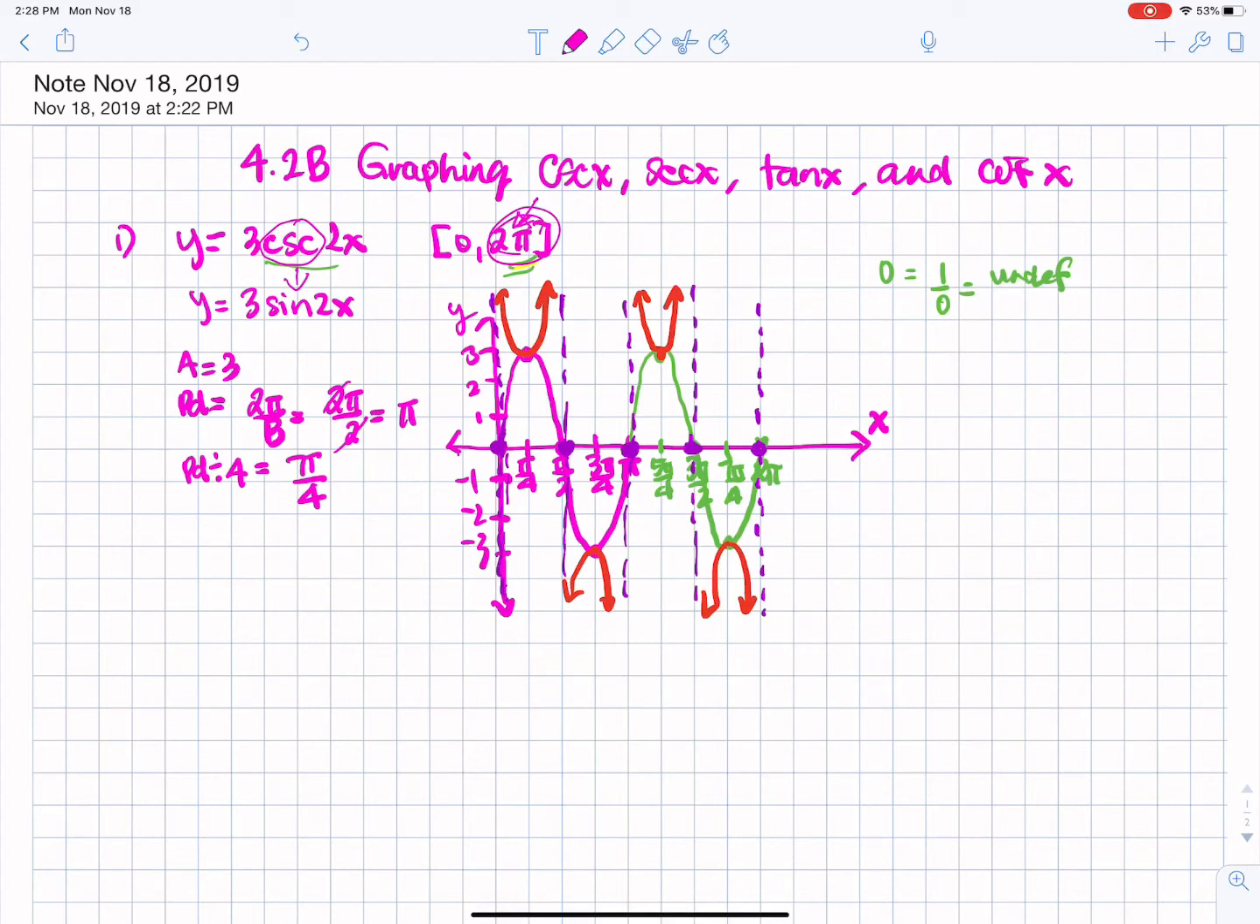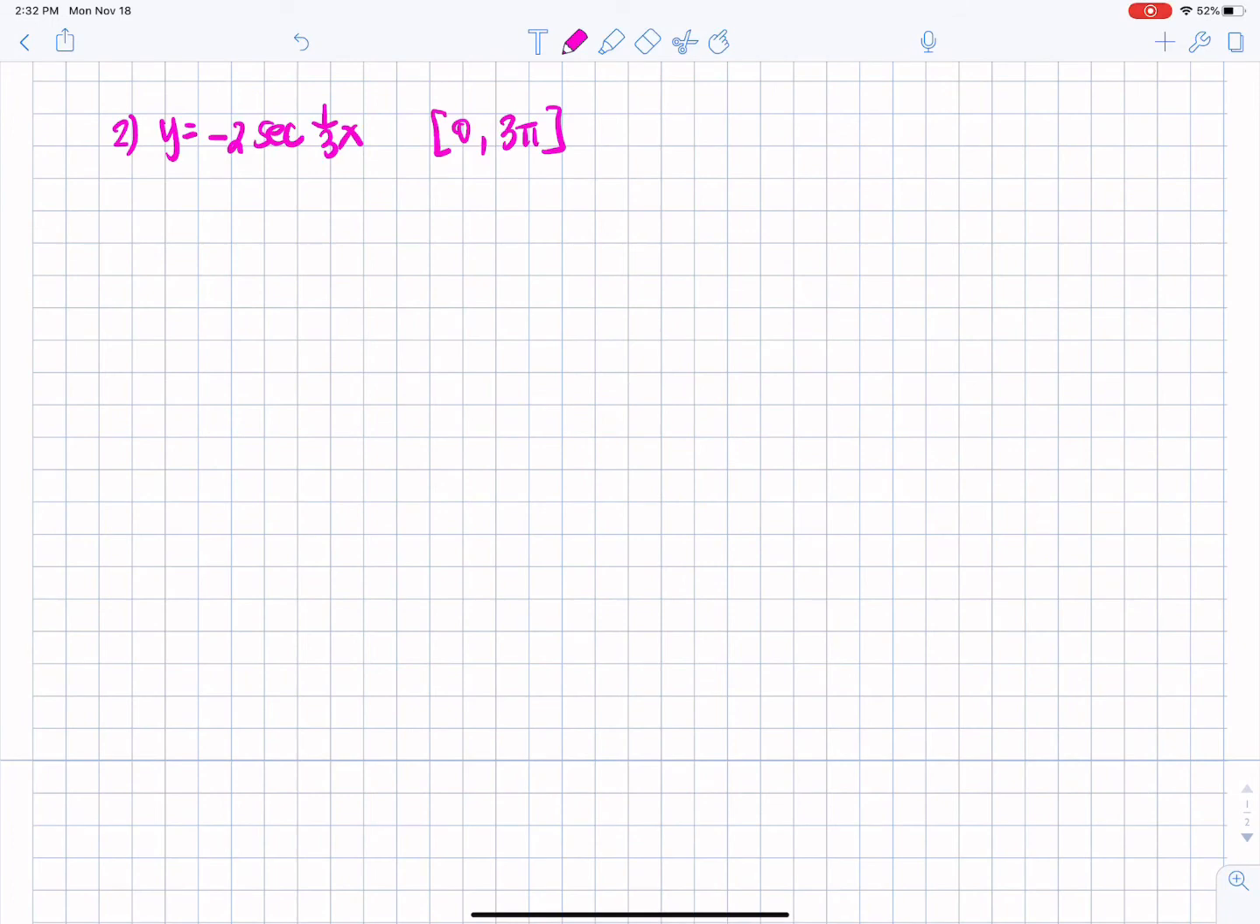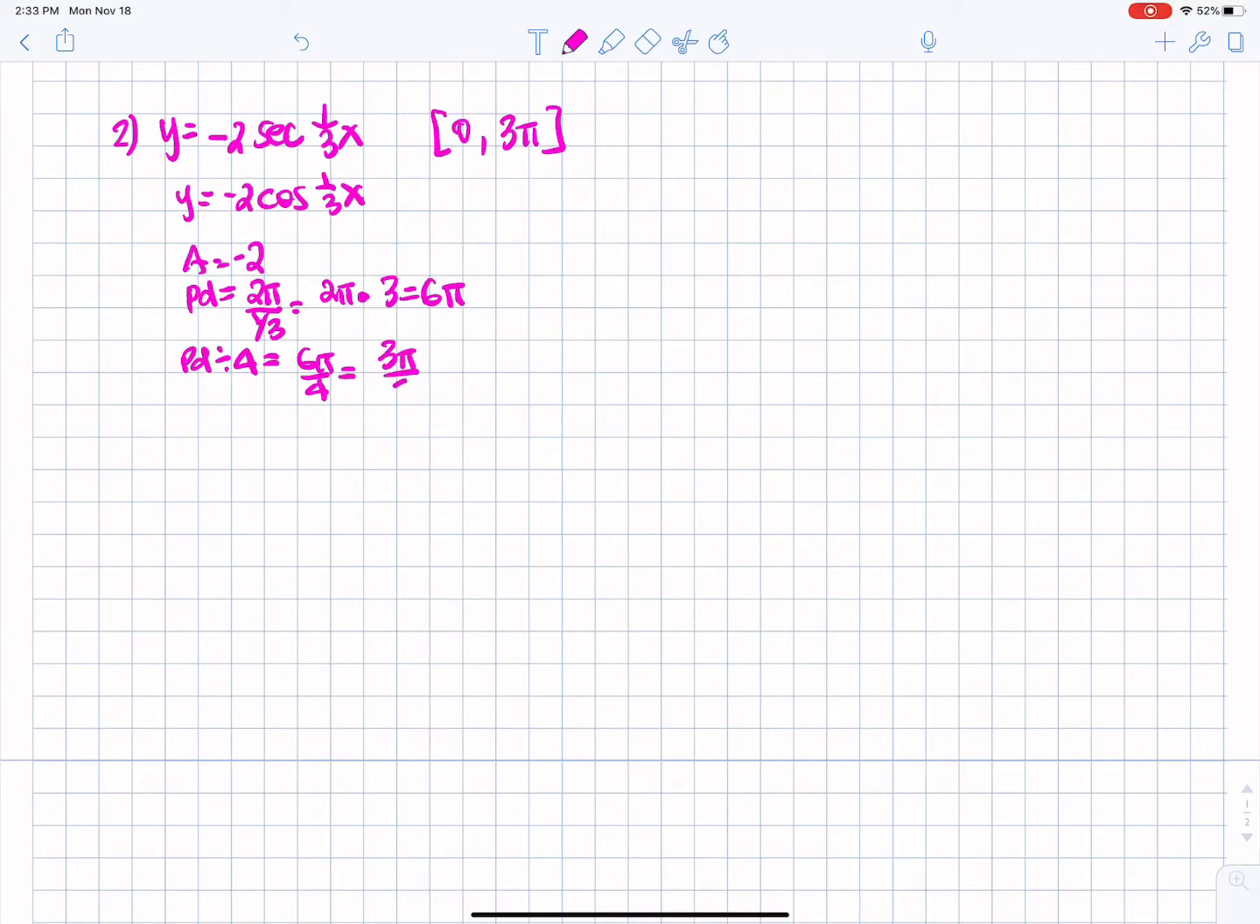Number 2. Number 2, y equals -2 secant 1/3 x. Secant is the reciprocal of cosine, so let's change the problem into a cosine problem. A is -2, period, 2 pi over b. b is 1/3. Now, we don't have a fraction over a fraction, so 2 pi times the reciprocal is 6 pi. Then you divide your period by 4. So 6 pi divided by 4, reduce, so 3 pi over 2.